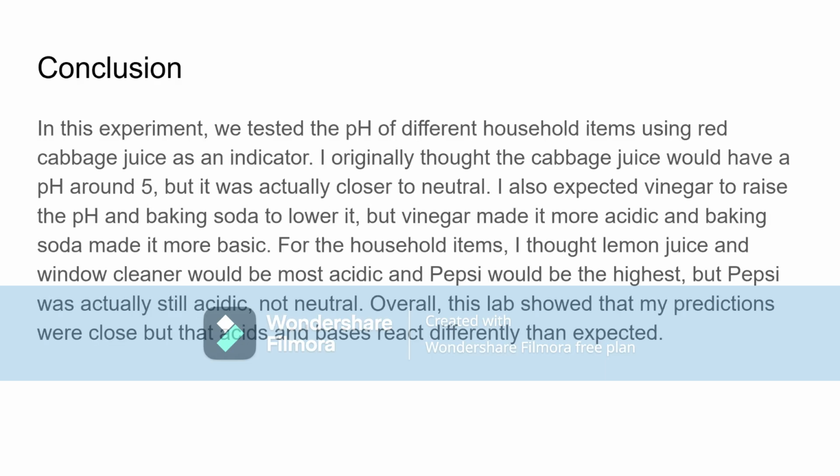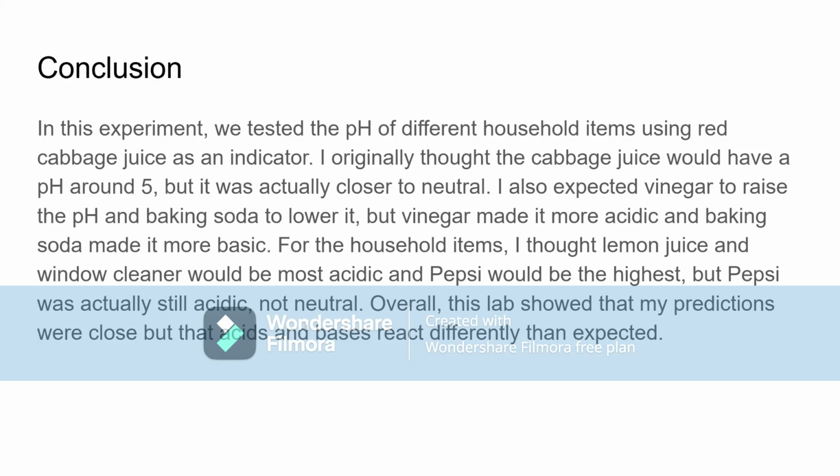My conclusion, I said, in this experiment we tested the pH of different household items using red cabbage juice as an indicator. I originally thought the cabbage juice would have a pH around 5, but it was actually closer to neutral. I also expected the vinegar to raise the pH and the baking soda to lower it, but the vinegar was more acidic and baking soda was more basic, so I had to switch.